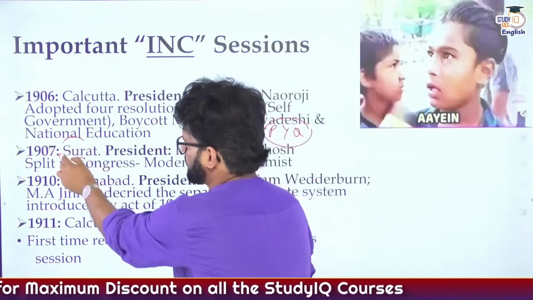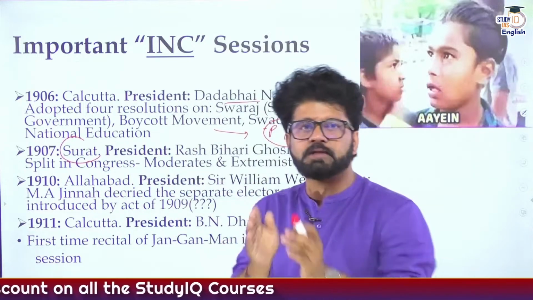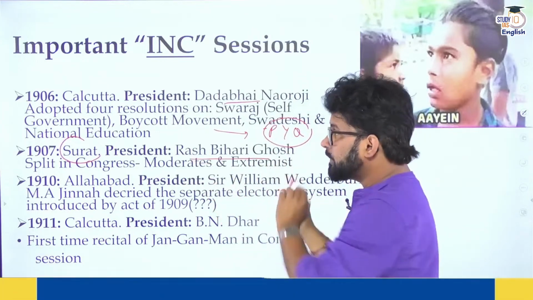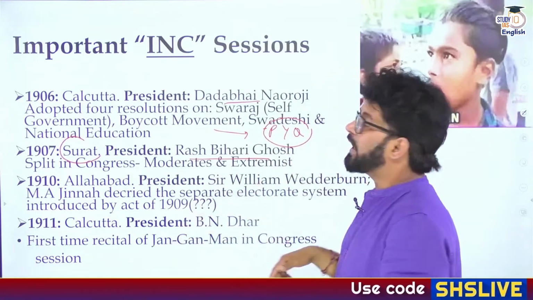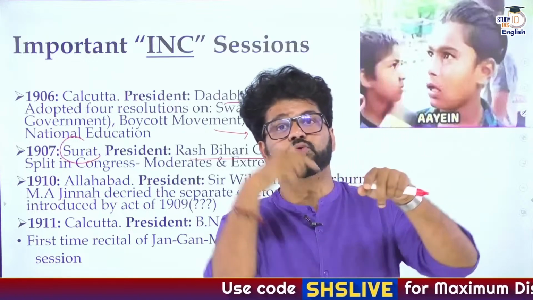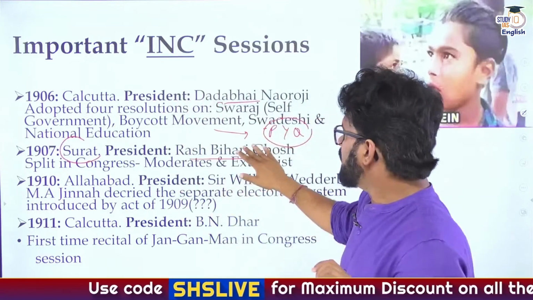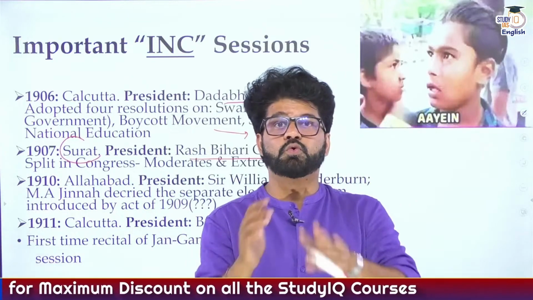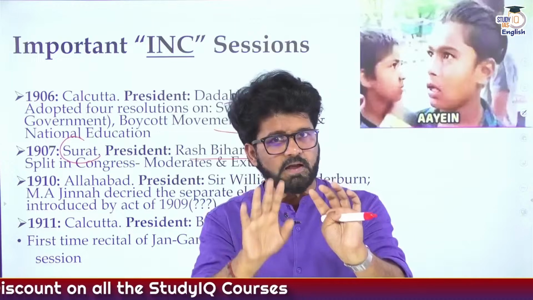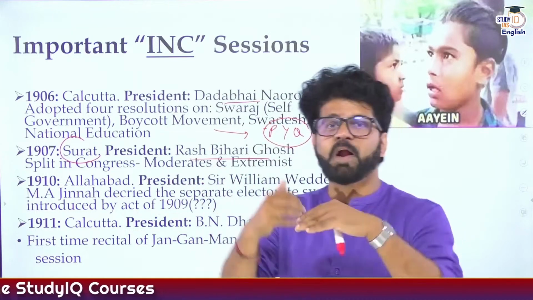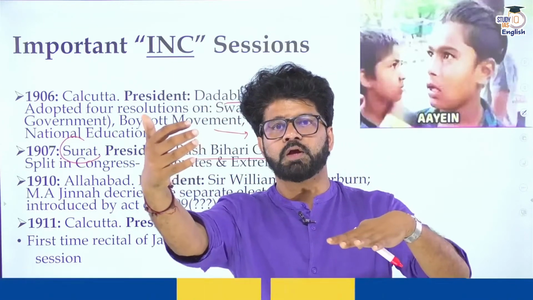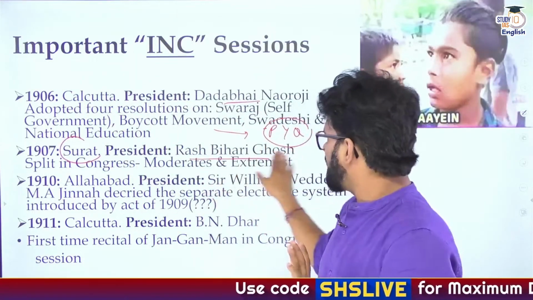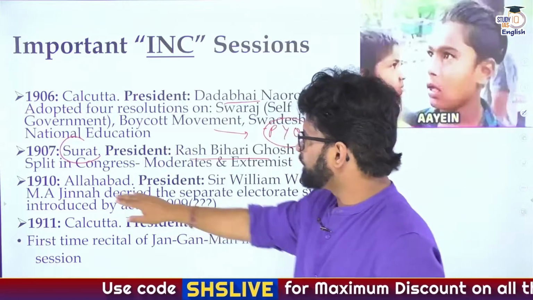1907, Surat Session. This is called the Surat split. Congress got divided into moderates and extremists. Rash Behari Ghosh is the president. Please pay attention here. There's one more personality whose name is Rash Behari Bose, who is associated with the Indian National Army. Ghosh and Bose are not the same, and that's why maybe you are getting confused. So Ghosh, Bose, pay attention to that. Your work is to find more about Rash Behari Bose, who is associated with Subhash Chandra Bose, the Indian National Army and Mohan Singh. Rash Behari Ghosh is a different personality.